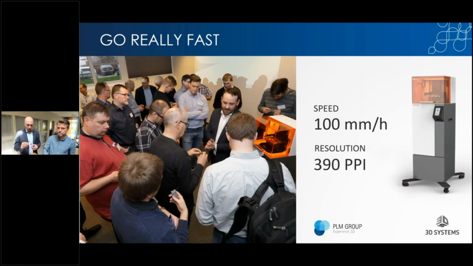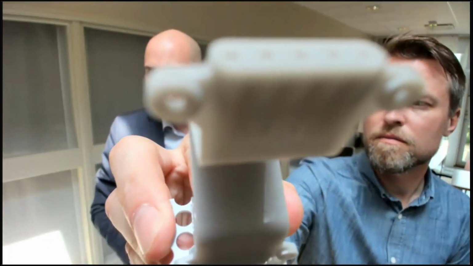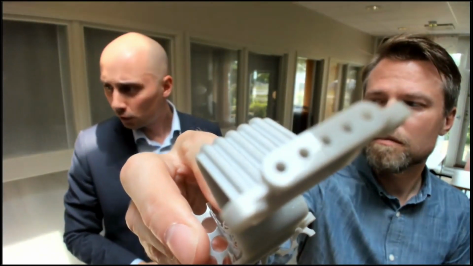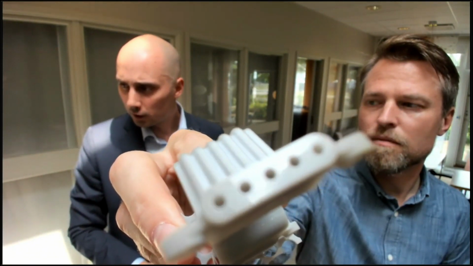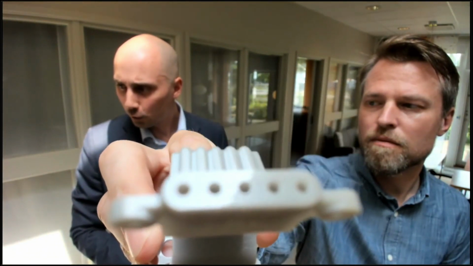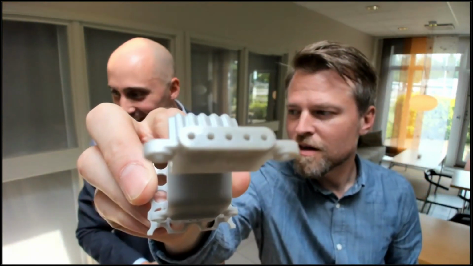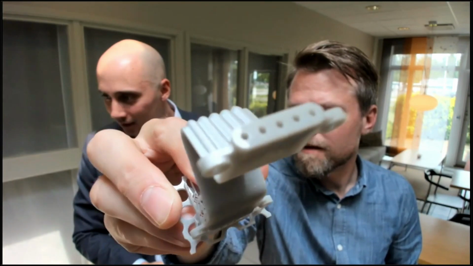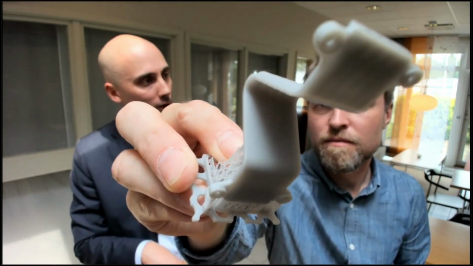So this is just one example of a part. If you can show this to the screen. If you look at the top there, for instance, you can really see, if we can get it into focus. Yeah, there we are. The kind of surface you get from these type of machines. So I mean, injection molded quality at 100 millimeters per hour.